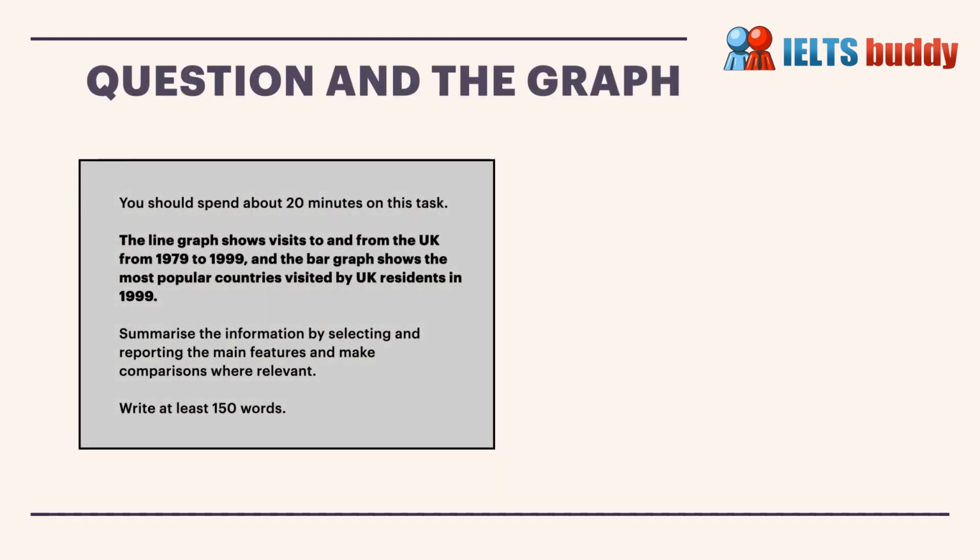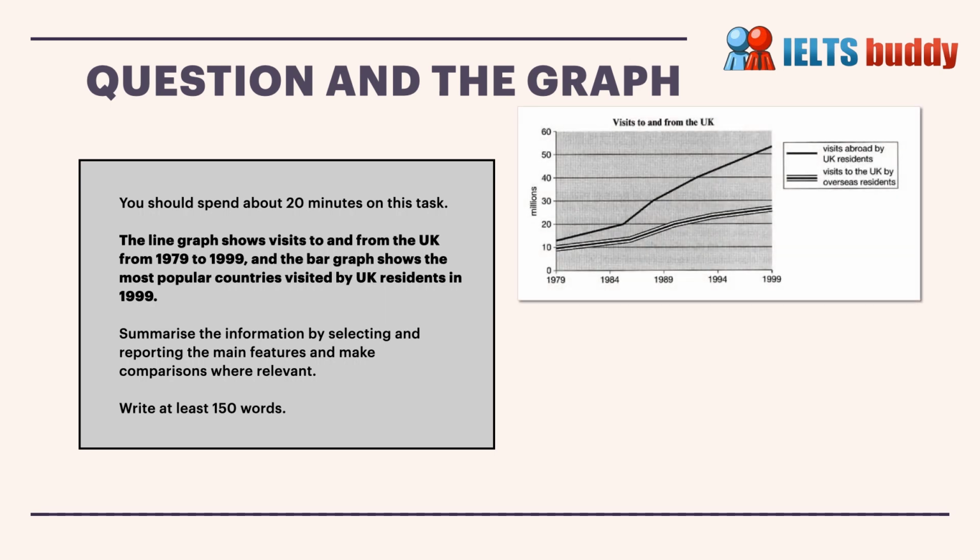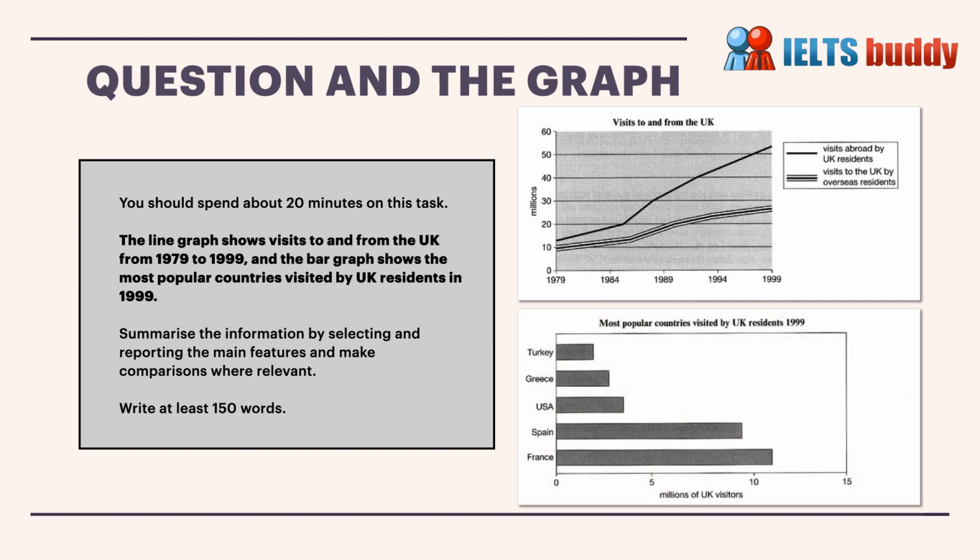So let's look at the question in the graph. So the line graph shows visits to and from the UK from 1979 to 1999, and the bar graph shows the most popular countries visited by UK residents in 1999.